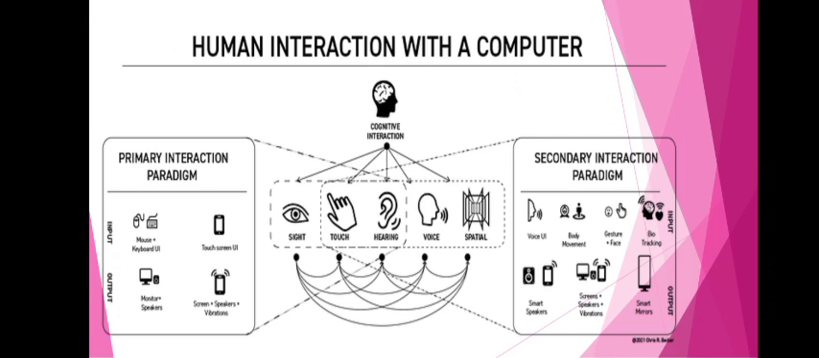Here there are two interaction paradigms. One is the primary interaction paradigm and another one is the secondary interaction paradigm. The primary interaction paradigm uses mouse, keyboard user interface, and touchscreen user interface as the input channel, and output channels are monitors, speakers, etc. The secondary interaction paradigm involves voice user interface, body movement, gesture, face, and some sensors.